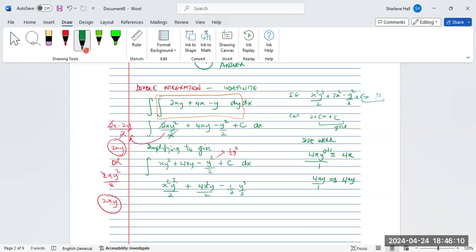So is it the same thing as y cubed over 6? Very good. And then this is going to become plus cx. Do I finish right here? No. What do I need to do? Put a constant again. Plus c. So this now becomes x squared y squared over 2 plus 2x squared y minus y cubed over 6 plus cx plus c. That's finished.